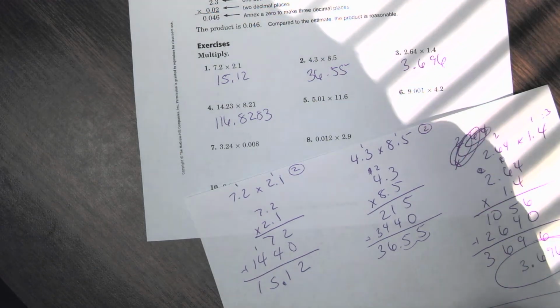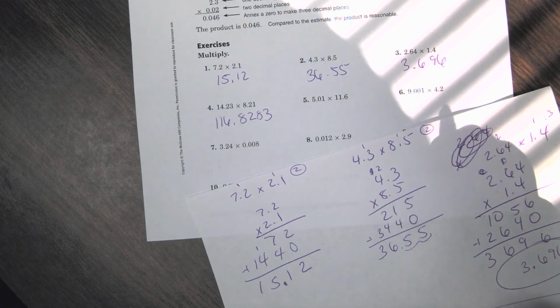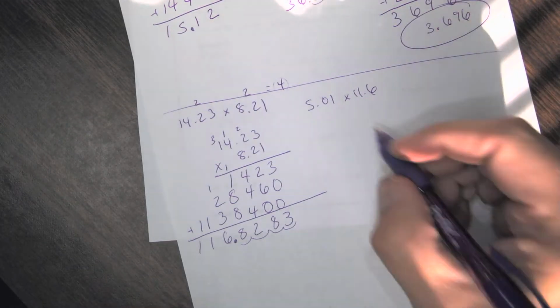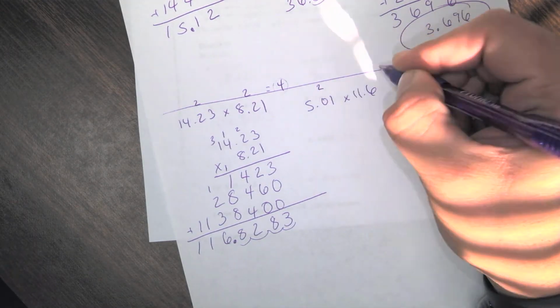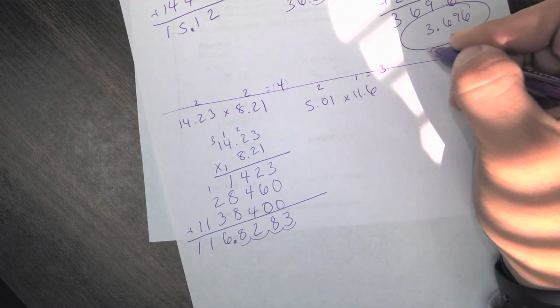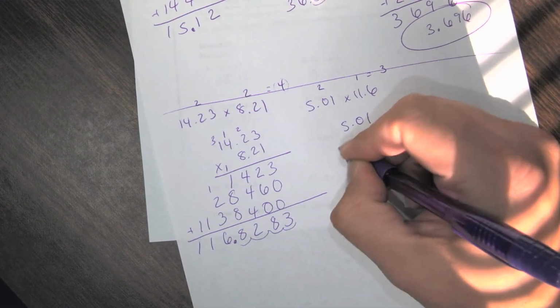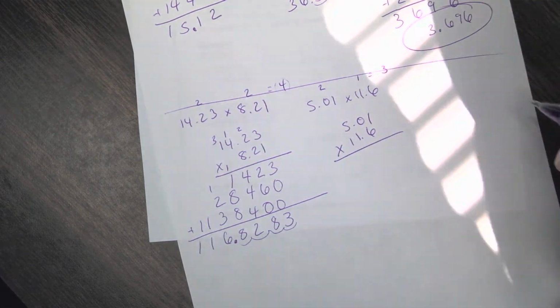All right, number 5. So we have 5.12 times 11.6. So this one has 2. That one only has 1. So it's 3 total. So they both have 3, so it doesn't really matter which one you guys put on top.